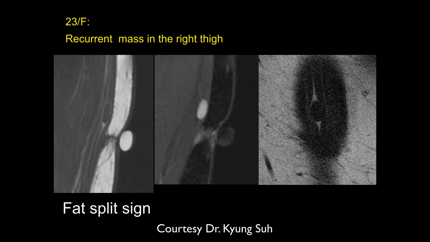Okay, so 23-year-old female, recurrent mass in the right thigh. So a skin marker is placed just adjacent to it. So kind of just in the subcutaneous tissue, I see a small nodular structure which is kind of hypointense and then becomes hyperintense on the PD fat sat images. And it's very well defined and lucent.